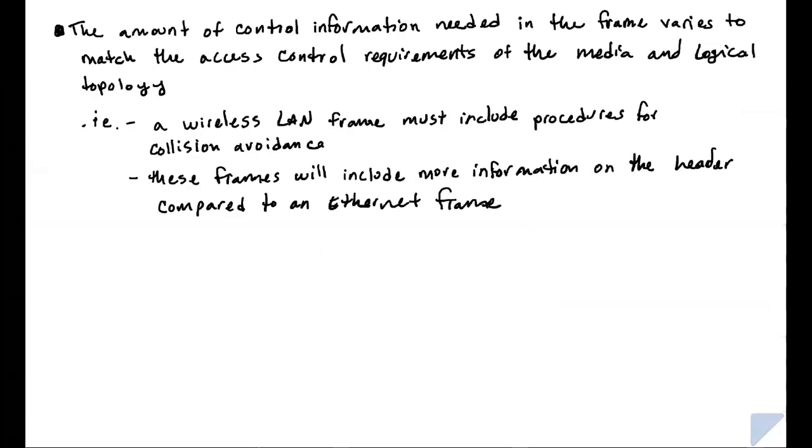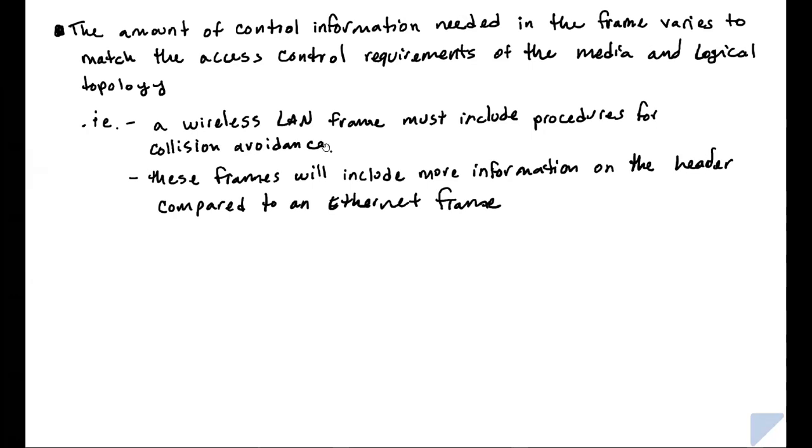The amount of control information needed in the frame varies to match the access control requirements of the media. Meaning the requirements, if it has to be encoded into light signals or electrical signals or radio wave signals, each one of those, that's what we're talking about when we're talking about requirements of the media and logical topology. So again, the amount of control information needed in the frame varies to match the access control requirements. The information you're going to add, the labels you're going to add to that envelope, the fields you're going to add to the header and trailer.